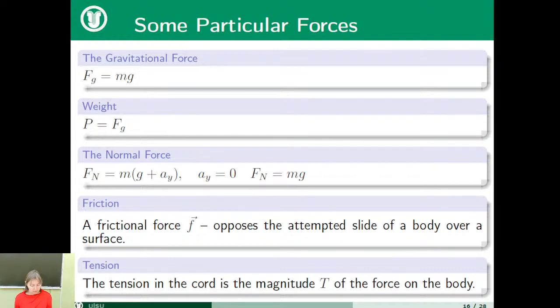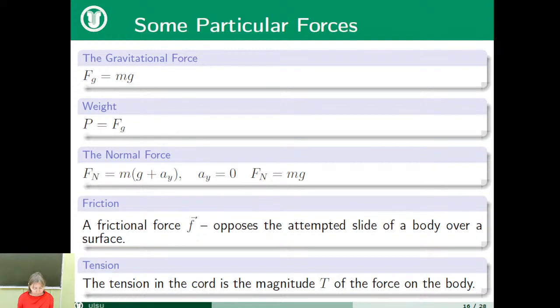And then weight. The weight P of a body is the magnitude of the net force required to prevent the body from falling freely as measured by someone on the ground.